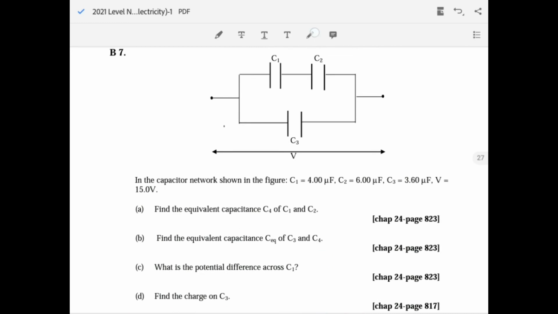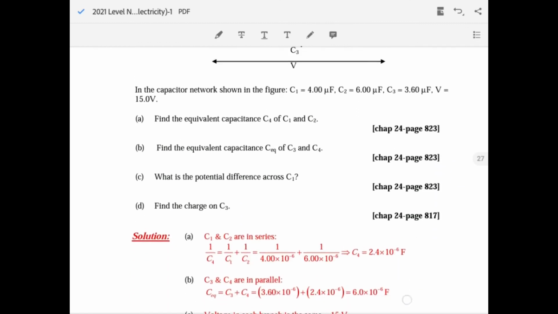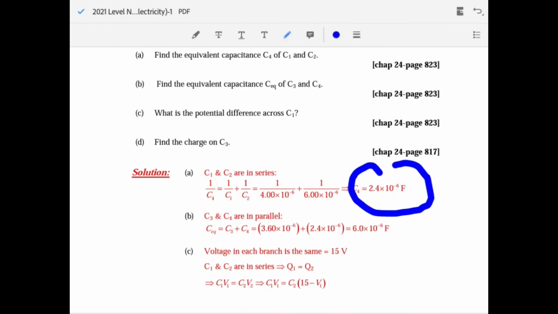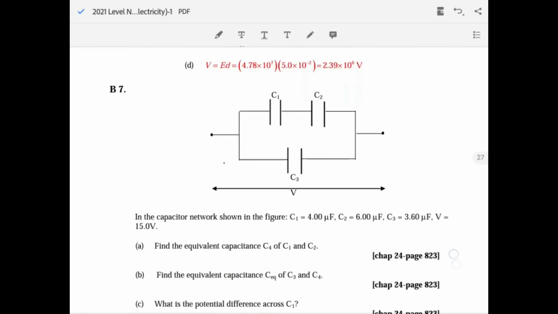C equivalent of C3, which is this one, and C4, which is the equivalent of this. So parallel, you just add them up together. So C3 is 3.6, so 2.4 plus 3.6. You get 6 times 10 power minus 6.